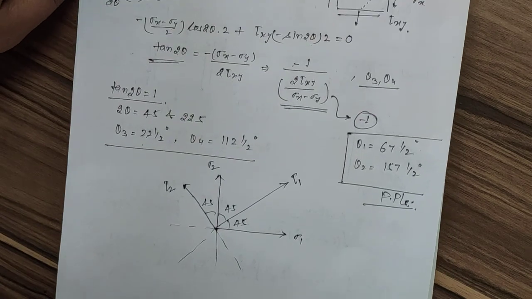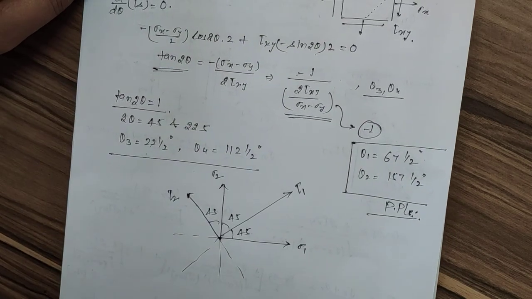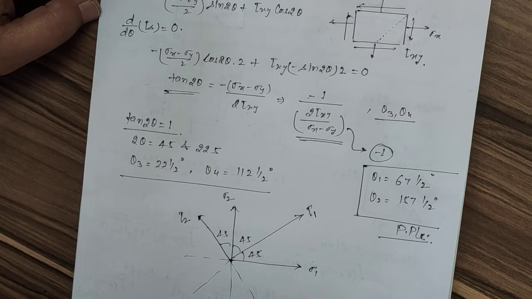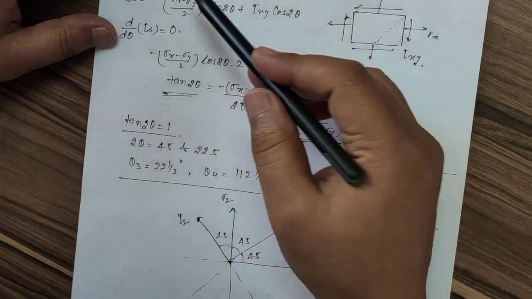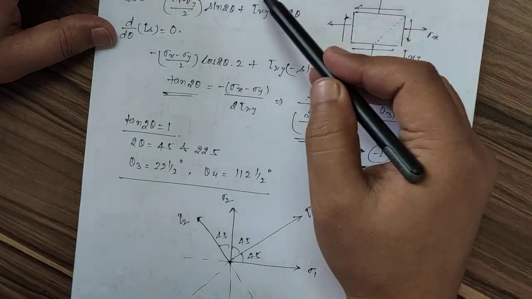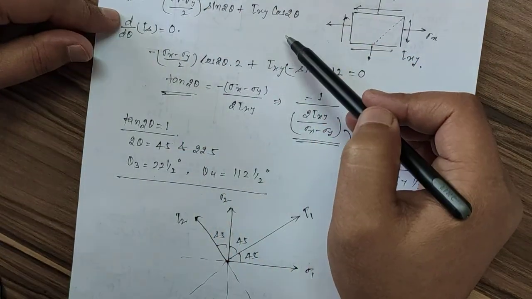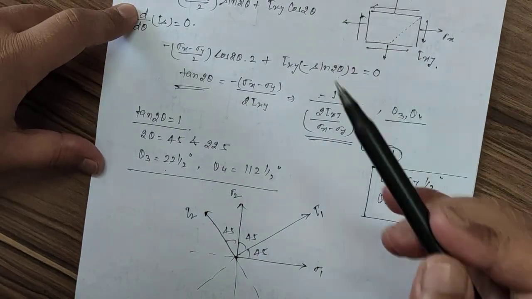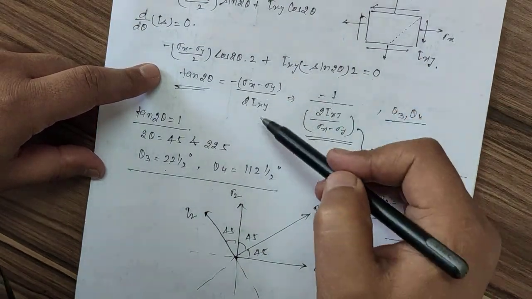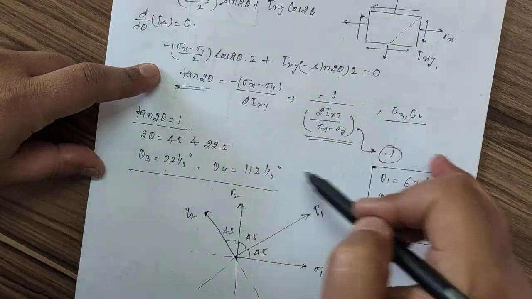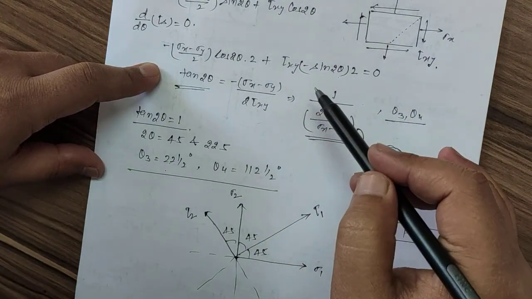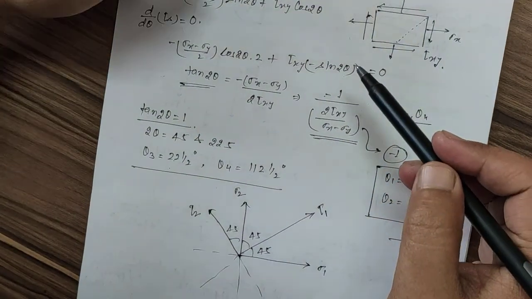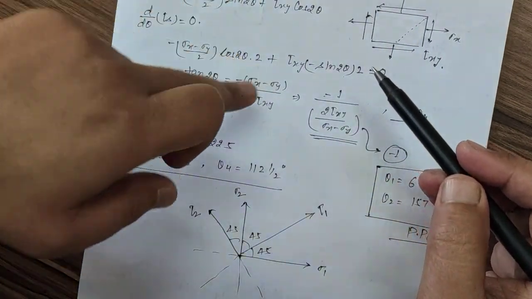Now on the principal planes, shear stress is 0 and normal stress is maximum and minimum. In case of maximum and minimum shear stress planes we are having shear stress maximum and minimum, but we can't say that normal stress is 0 on these planes. So this point we have to remember, that on maximum and minimum shear stress planes normal stress is not 0.